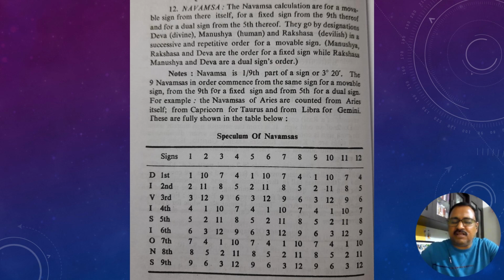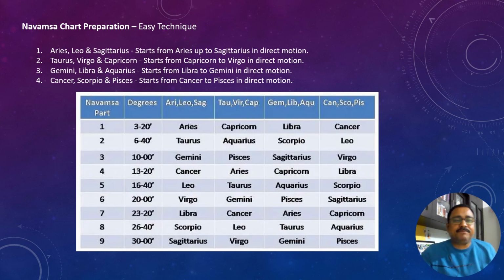So you can easily calculate: look at the degree of the planet and find out which ninth part the planet is in. If it is a movable sign, start counting from itself. If it is a fixed sign, start counting from the 9th sign from it. And if it is a dual sign, start counting from the 5th sign from it, and continuously seed the Navamsa. In the same scheme, for a Graha at a given degree in a house, 3 degrees 20 minutes is the first Navamsa. And for Aries, Leo and Sagittarius, this is easy to remember: the Navamsa always starts from Aries.